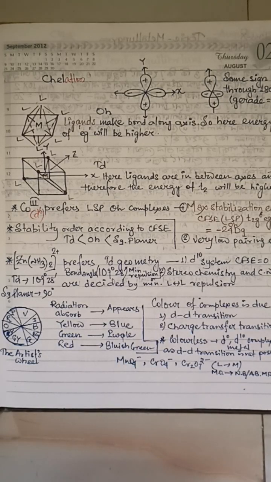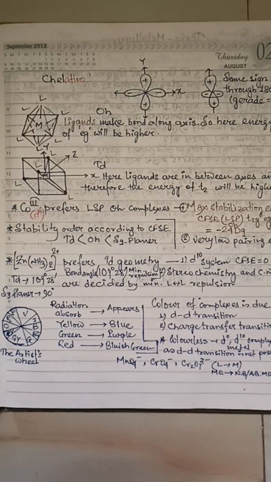We have already discussed octahedral and tetrahedral. There are two types of complexes, coordination number 4 and coordination number 6. Coordination number 6 forms octahedral complexes, and coordination number 4 forms two types of complexes: one is tetrahedral, one is square planar.